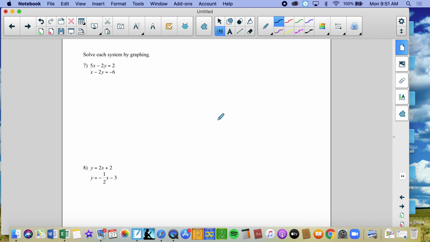Let's work on number 7. Now we have systems. Systems are two lines on a graph, with x and y, and the question wants to know the intersection. They can intersect at one point. They can intersect in no points, which is no solution. Or it can be the same line, and that would be all points on the line.